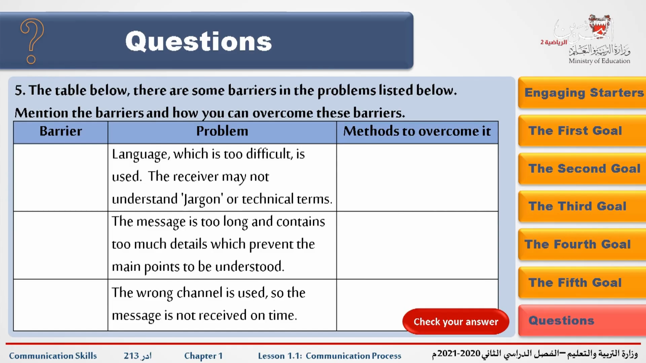Number 5. In the table below, there are some barriers in the problems listed below. Mention the barriers and how you can overcome these barriers. Problem number 1. Language which is too difficult. The receiver may not understand jargon or technical terms. Problem number 2. The message is too long and contains too many details which prevent the main points from being understood. Problem number 3. The wrong channel is used, so the message is not received on time. Let us check the correct answers.